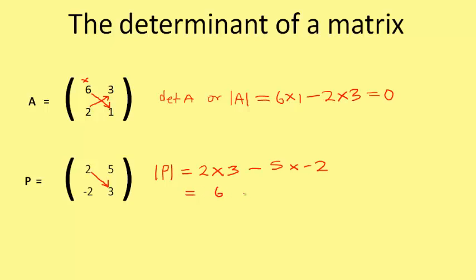And so we have 6 take away negative 10. Now a negative and a negative meeting here will become a plus, so 6 plus 10 will give you 16. And that's how we find the determinant of that matrix.